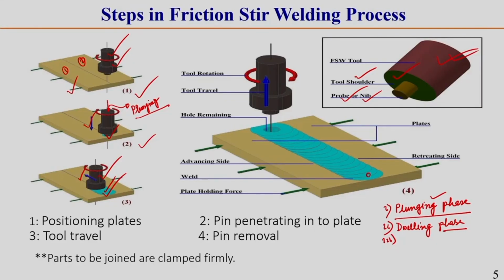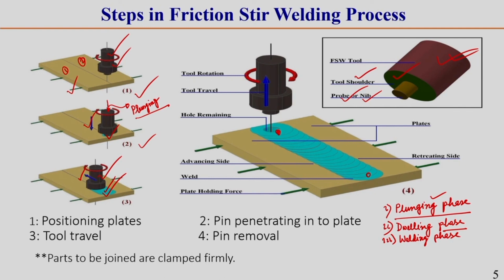Due to this, there is some stirring of the material due to the tool rotation effect, that means material is moving from the advancing side to the retreating side. That is why this is called the friction stir welding process. So, the welding starts from this location and goes till this location. To complete this welding process, it takes some time. This is called the welding phase. This you should keep in mind.